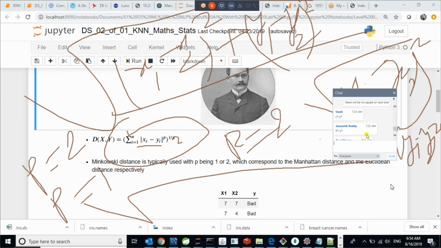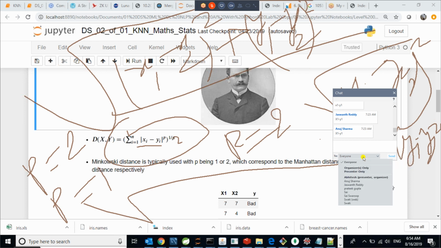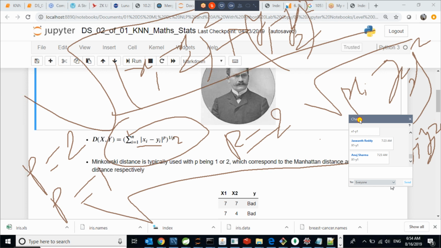Machine learning is all about your brain. If you apply a lot of brain, then you will get a lot of opportunity to clear your interview. That's it.